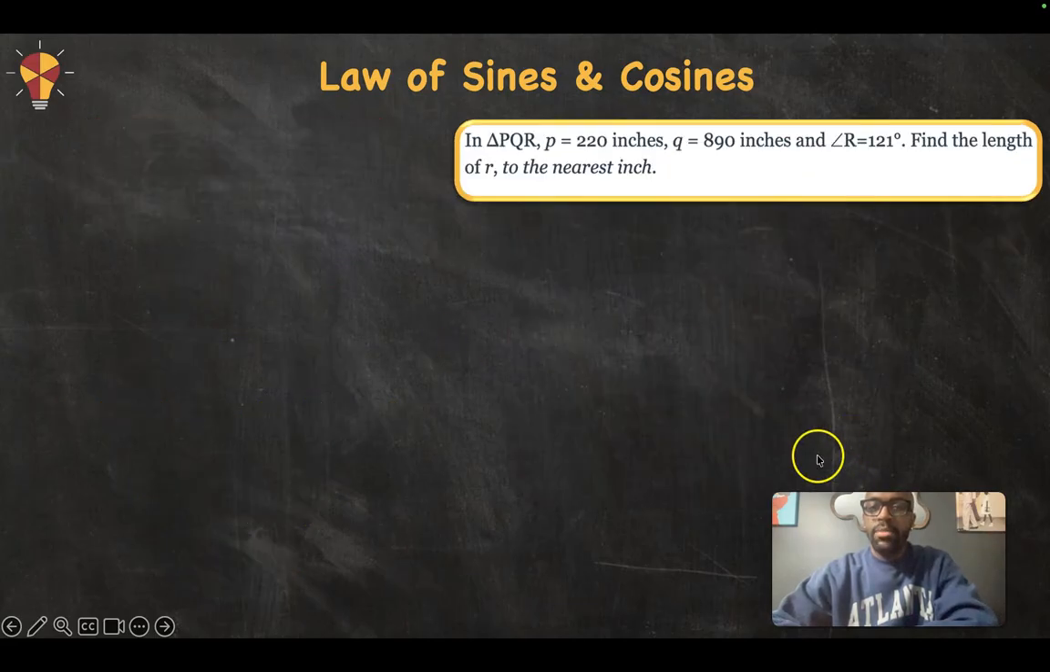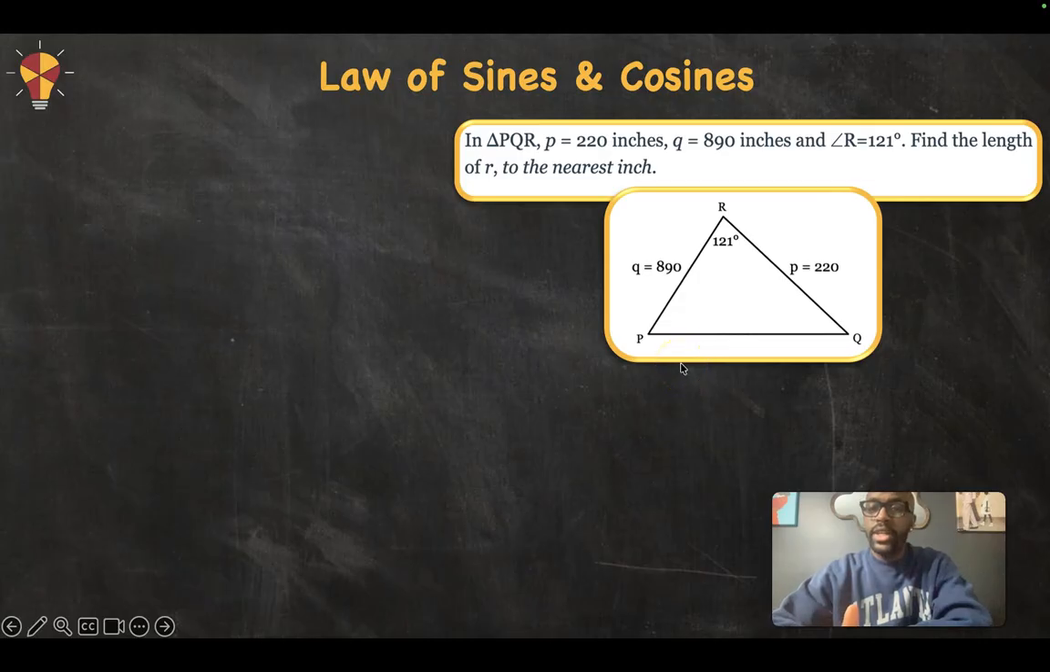Now looking at our next example, we've got triangle PQR, and remember the lowercase tells you the sides, so we have two sides and an angle. Let's go through our checklist. Do we have all three sides given? No, so we won't use the law of cosines that way. Do we have two sides with an included angle? Yes. Because we have that, we'll use the law of cosines.